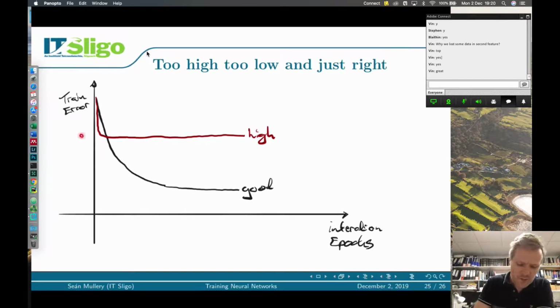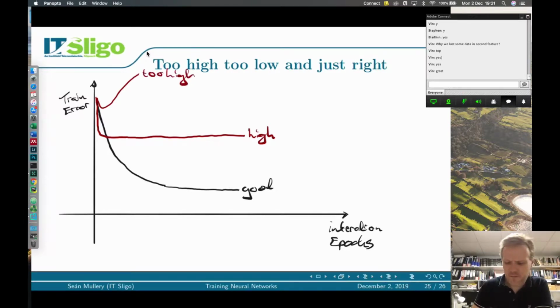So basically your problem here is that it just can't get down to a low training error, and therefore it's not particularly accurate. It's kind of stunting its growth at some point. Now you can have worse than that. If it's very, very high, what you might find is that it goes down at first, but then all of a sudden starts to balloon up and do something like that. So this is too high.